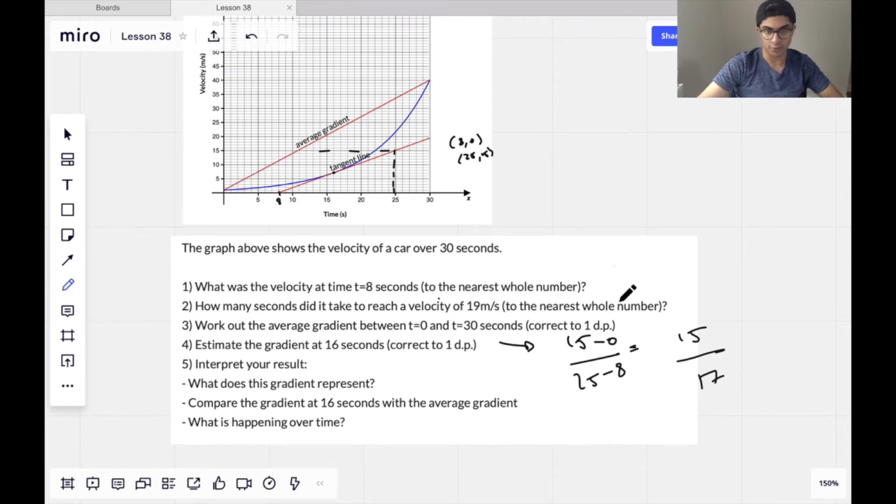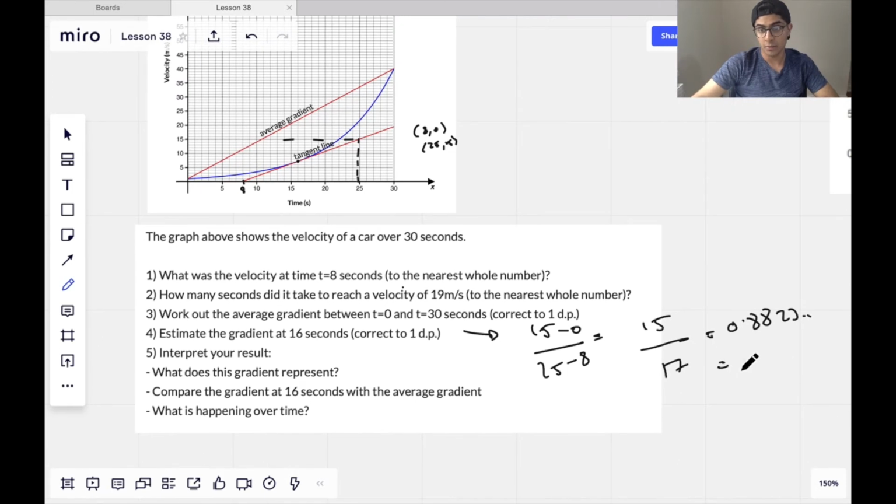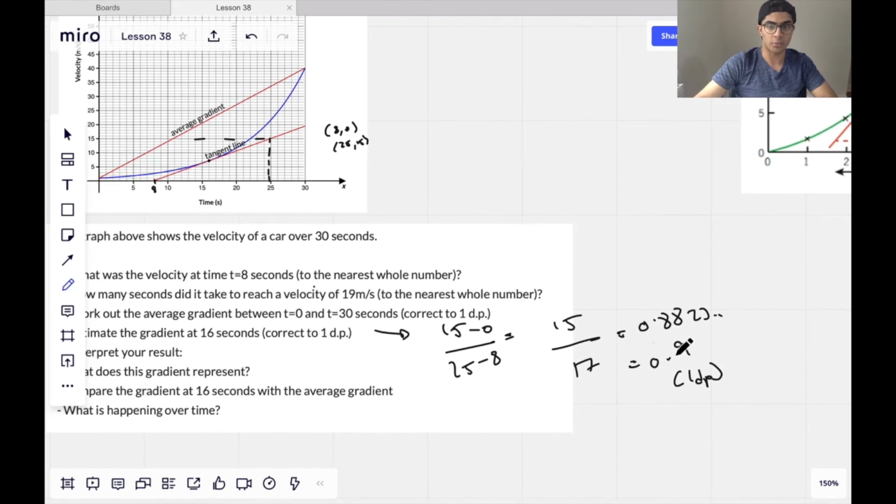0.88235 to 1 dp, which is all we need, so that's 0.8823. If you round to 1 dp, that just comes to 0.91 dp, and we need units, right? And for acceleration, the units is meters per second squared.